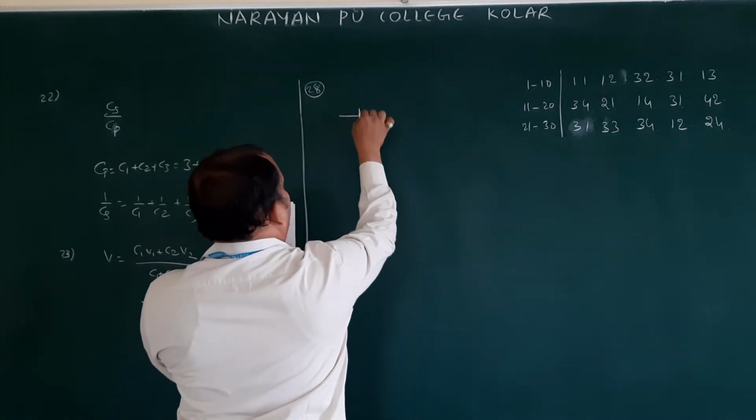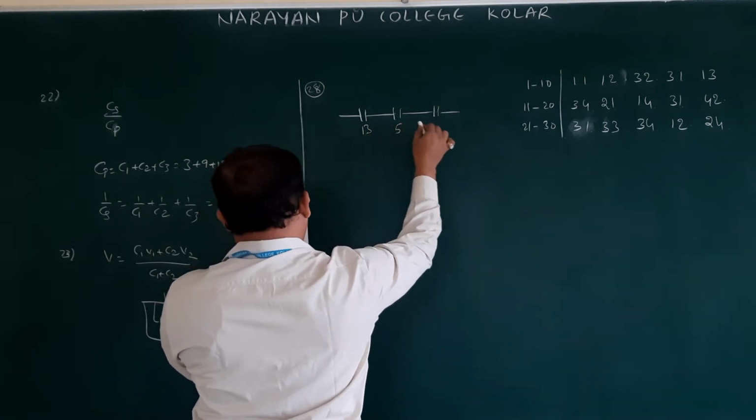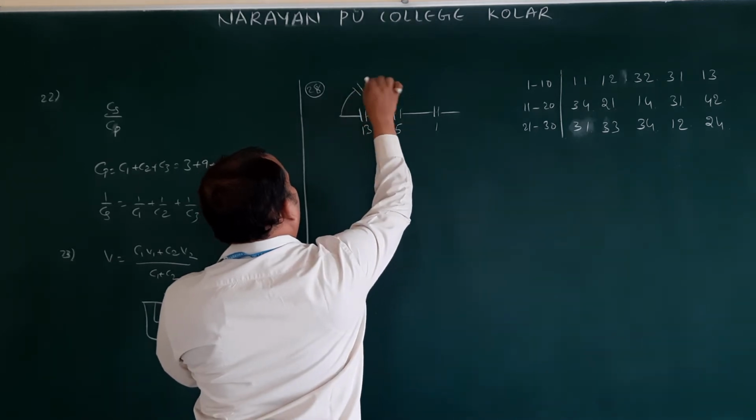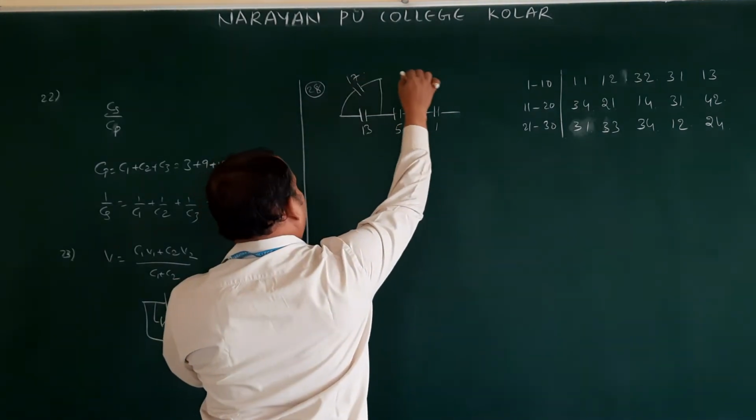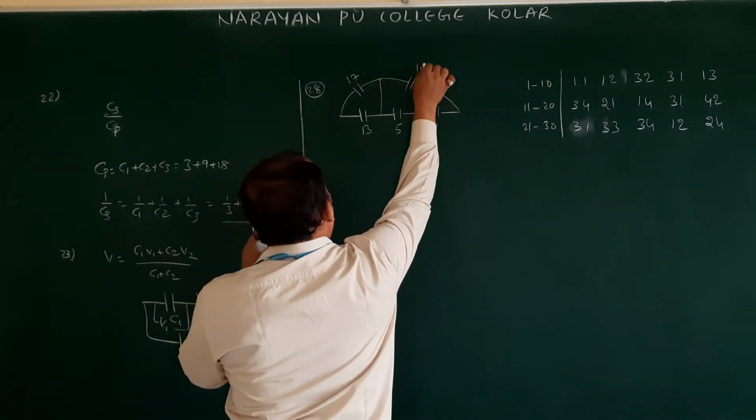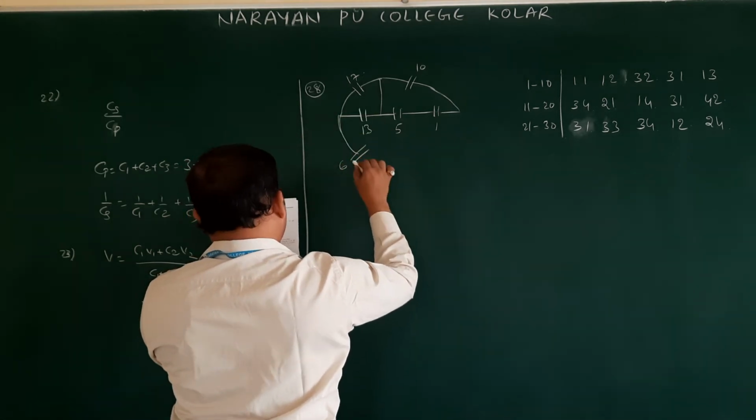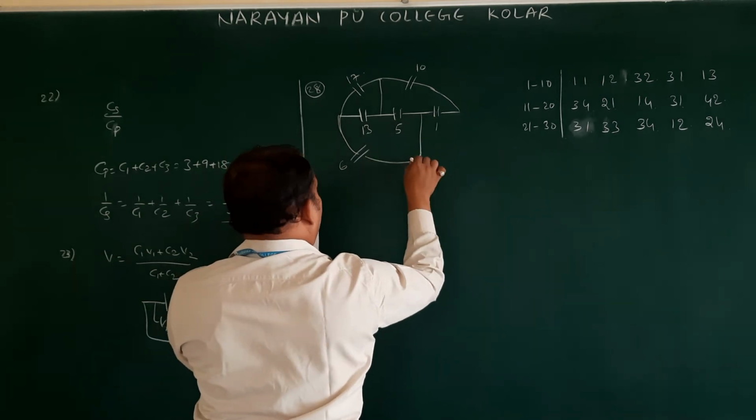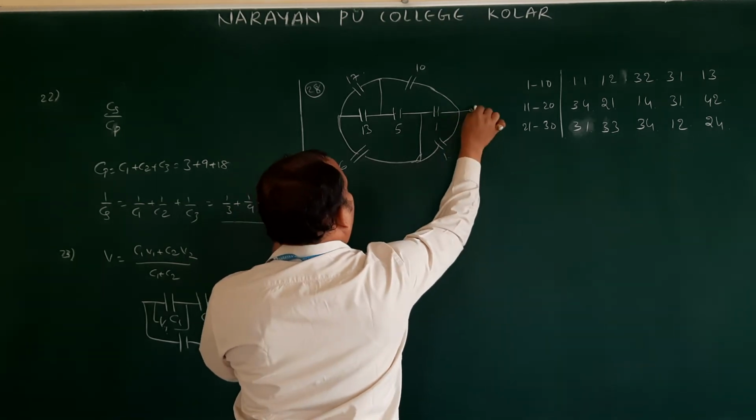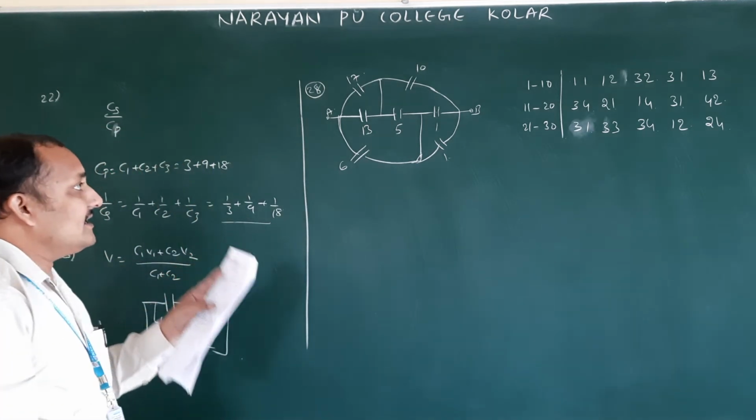So, they gave three capacitors like this: 13, 5, 1. Another one, they gave here 17, remaining 10. Here 6, here 1. So they are asking to find the equivalent capacitance between A and B.